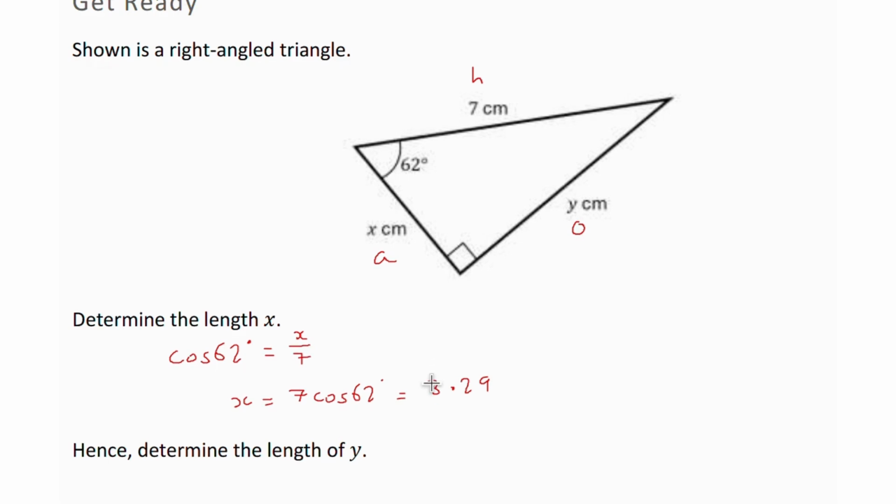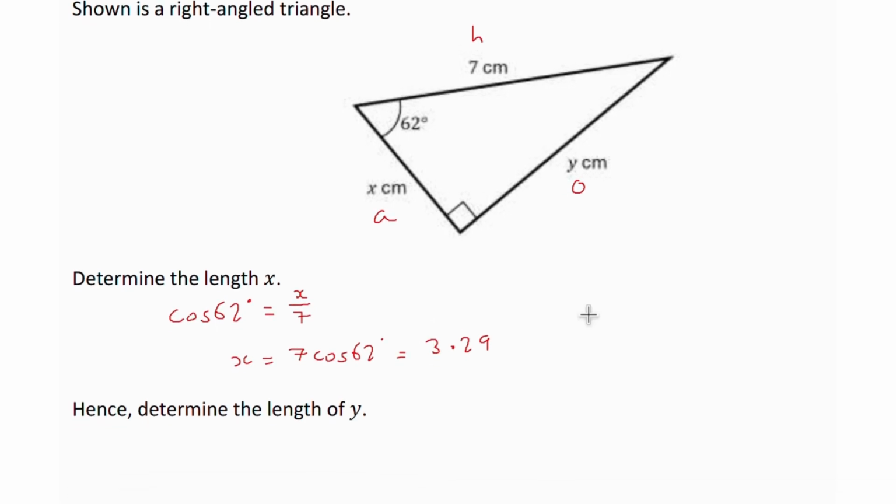Hence, determine the length of y. There are several ways we could do this, but given that it says hence, I'm going to use Pythagoras' theorem. Pythagoras' theorem says that y is equal to the square root of 7 squared minus that 3.29 squared. I'm going to use the answer button in my calculator rather than 3.29, and I get 6.18 out of that.